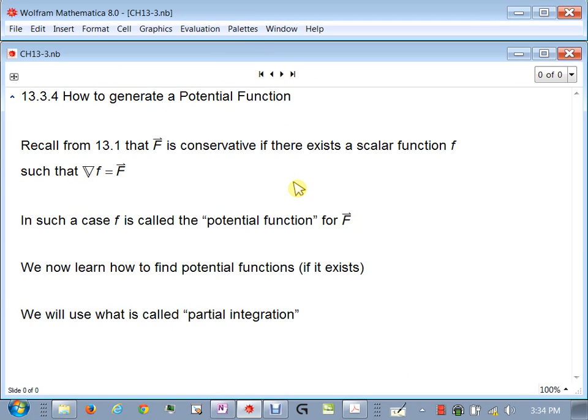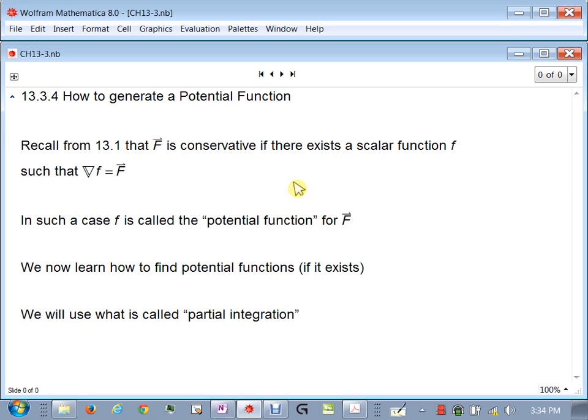That's everything I just basically said. Recall from 13.1, F is a conservative vector field if there exists a scalar function f such that the gradient of f is capital F. In such a case, little f is called the potential function. It's the thing that created the gradient vector. It's the thing that created the vector field. We now learn how to find potential functions, if they exist. So if you have a potential function, which in this problem we just did, we know we do, right? Because it's conservative.